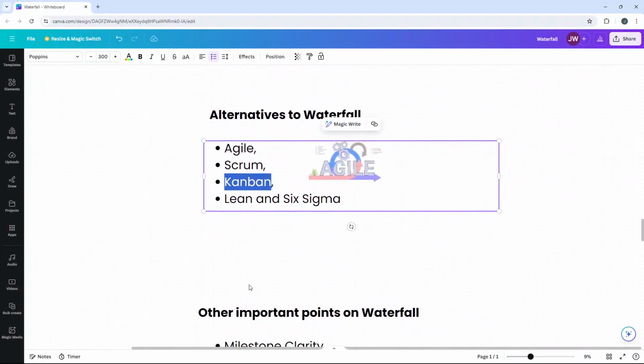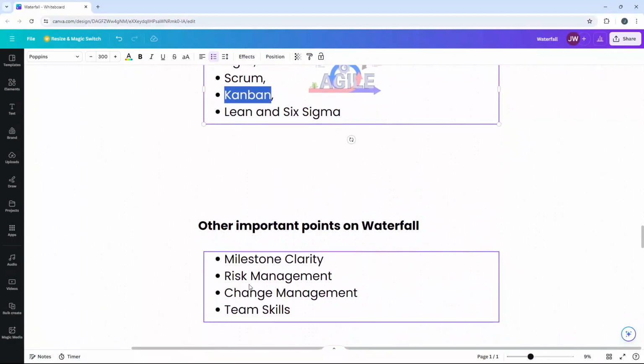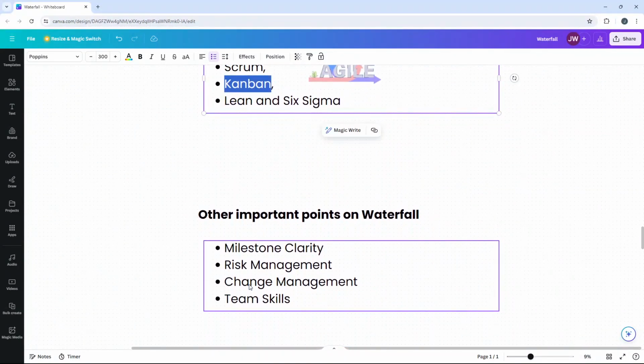So are there any other important points to consider? Well, there are. Firstly, consider milestone clarity. So Waterfall provides clear milestones and deadlines which can help in setting realistic client expectations and aligning team objectives. That may be something that you require. Also, the risk management piece. So early detection of potential project risks is more challenging with Waterfall as testing and feedback occur at later stages. So just bear that in mind. On higher risk projects, it may not be suitable.